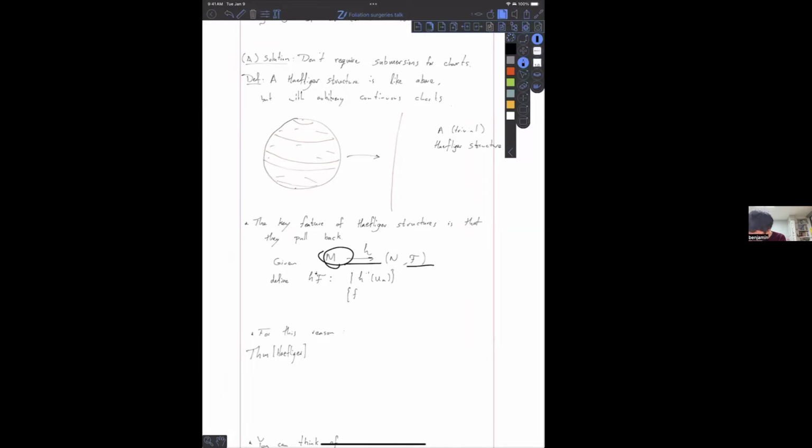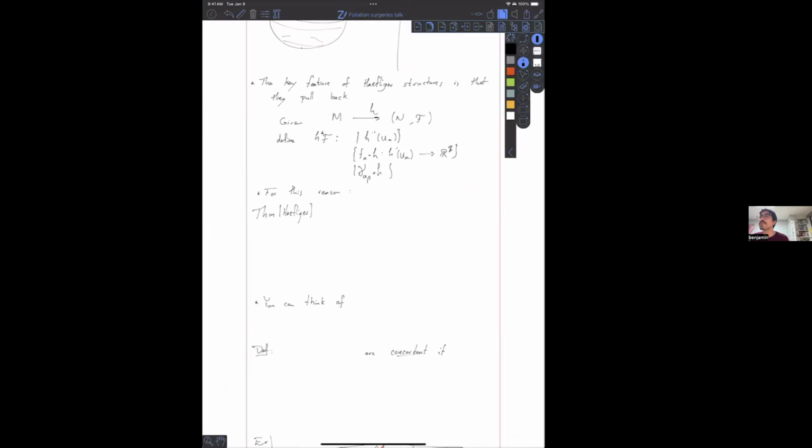Your charts are easy because you just pre-compose with H. So this goes from H inverse of U alpha to R^q. And your coherences are easy. You just, again, pre-compose. All the data just pulls back. And so for this reason, Haefliger has the following theorem. Well, this is kind of a necessary condition for the following theorem.